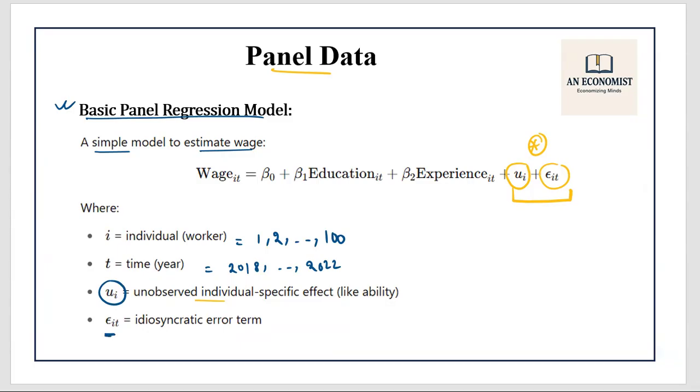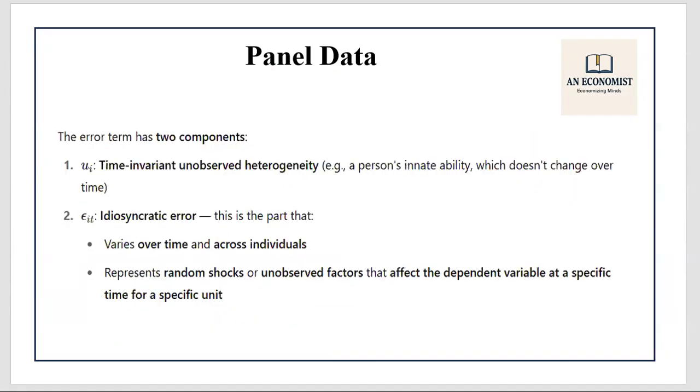But the second error term which you have here, which is known as the idiosyncratic error term, is important. See, the idiosyncratic error term. Now, what is this term? I have explained these error terms more here. Let me show you this. So the first error term we have already explained. u_i is the time-invariant unobserved heterogeneity. Basically, for example, a person's innate ability which does not change over time. This we have discussed.